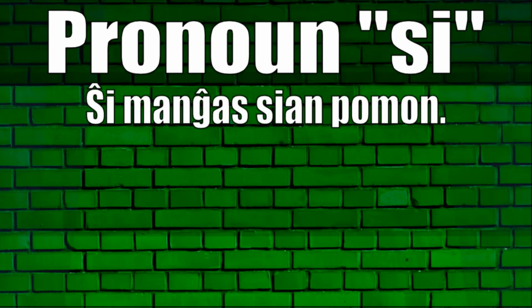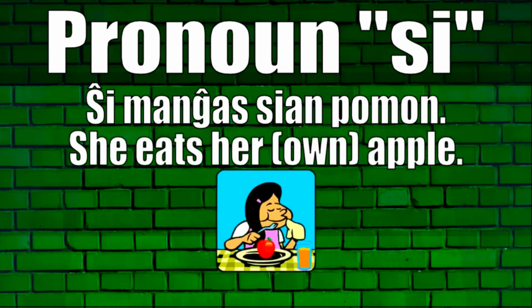Another example is "Ŝi manĝas sian pomon." Remember that we can add the letter a to any pronoun to make it possessive. And we added the letter n to sia and pomo because it's the direct object of the sentence. It's the thing that's being eaten. So, "Ŝi manĝas sian pomon" means she eats her apple. And this means that she eats her own apple, not anyone else's. So if we said "Ŝi manĝas ŝian pomon" instead, this would mean she eats her apple, but it's another person's apple.